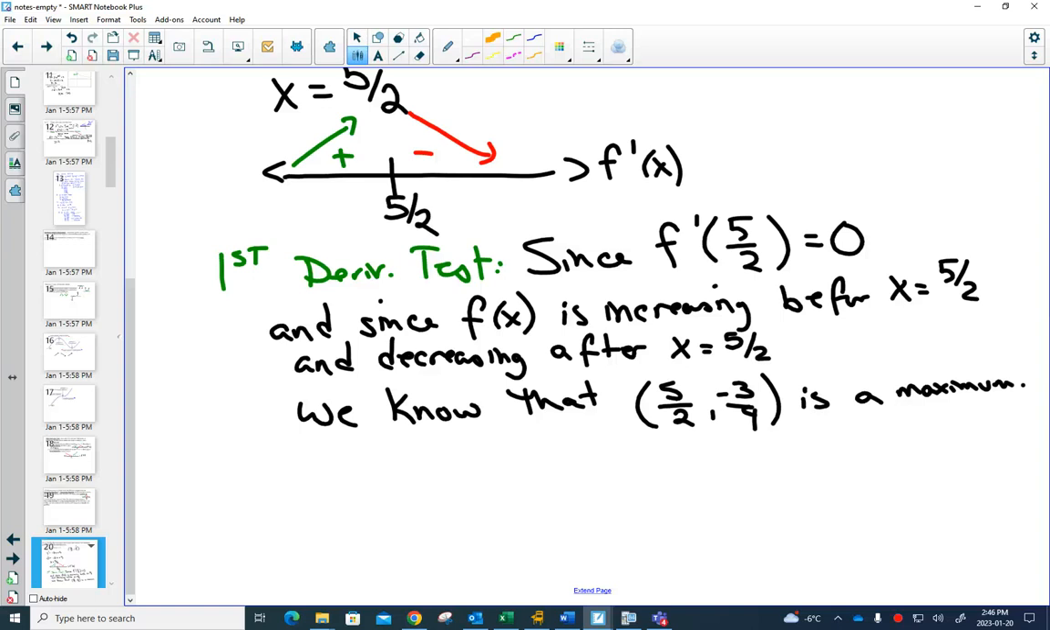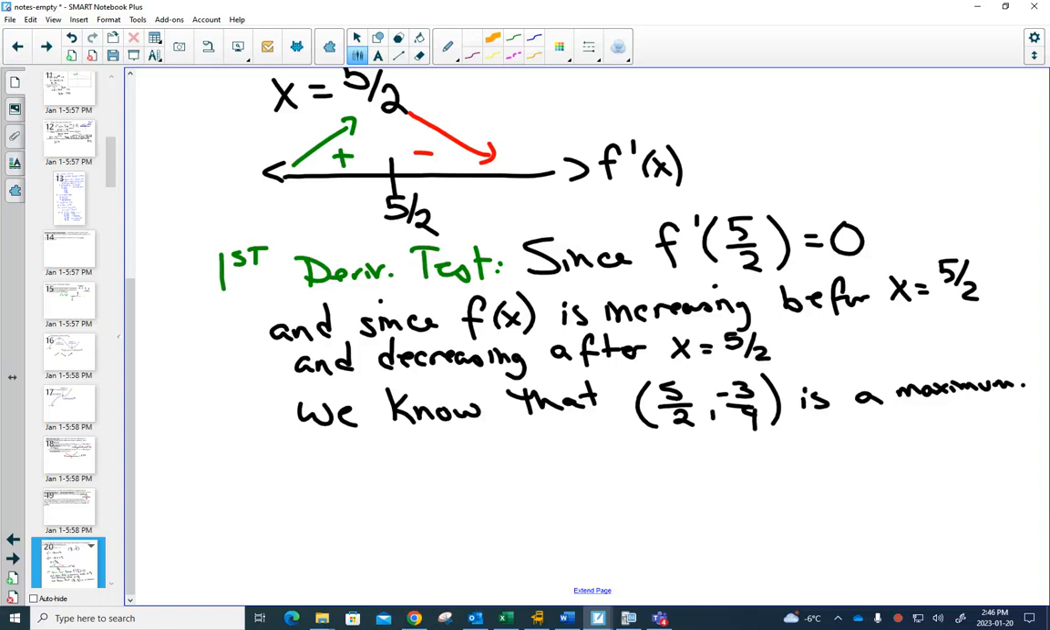So that's using calculus. You already knew that the vertex was a maximum because you've studied parabolas. You saw that this had a negative coefficient, that parabola opened down. A parabola is going to have a maximum, using the math you already knew. But now we use the first derivative test to show it.